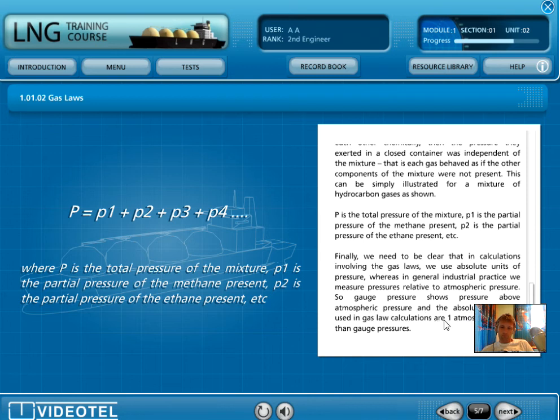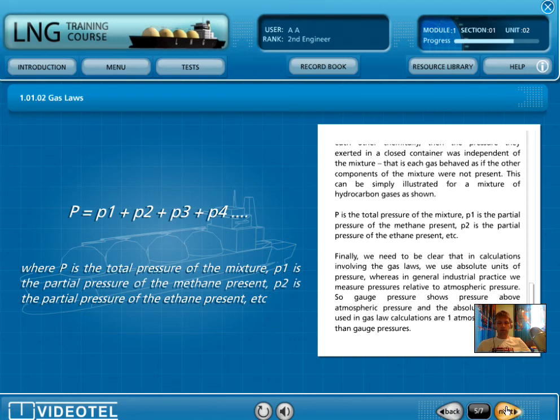higher than gauge pressures. So it's very important, as I say here about gauge pressure, that it shows the pressure above the atmospheric pressure, and the absolute pressures used in gas law calculations are 1 atmosphere higher than gauge pressures. So you must be careful in your academy, in your school, in your calculations, to make it clear. It's really important.